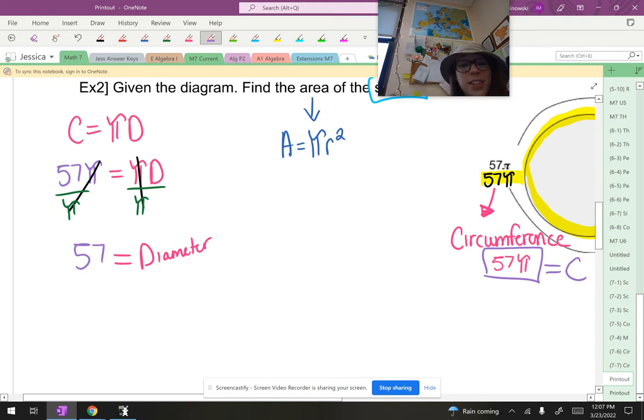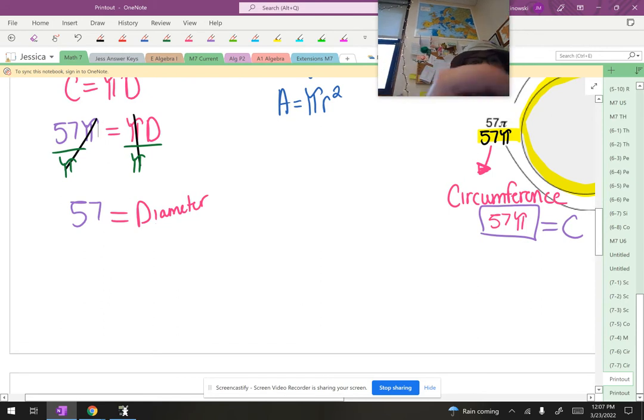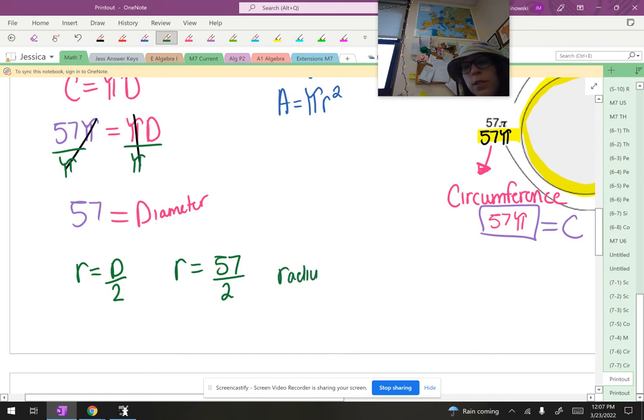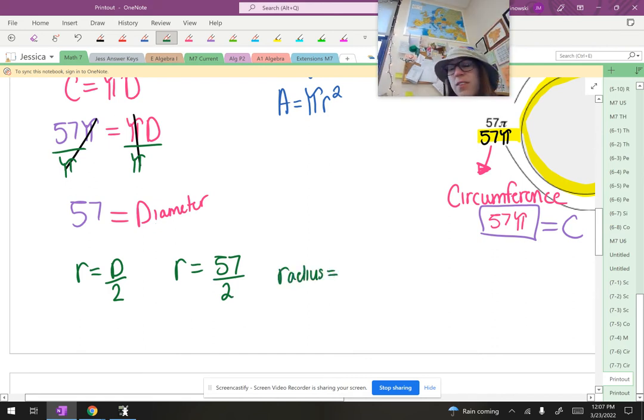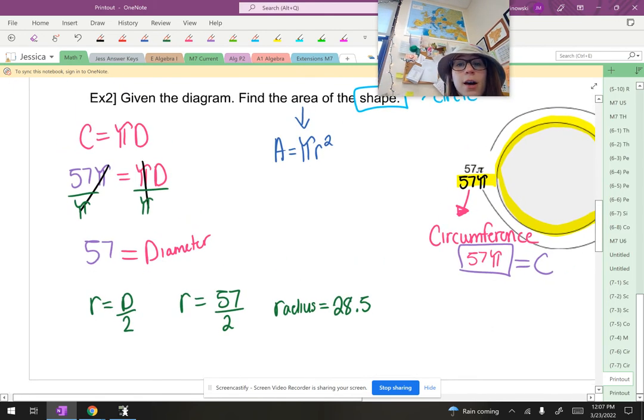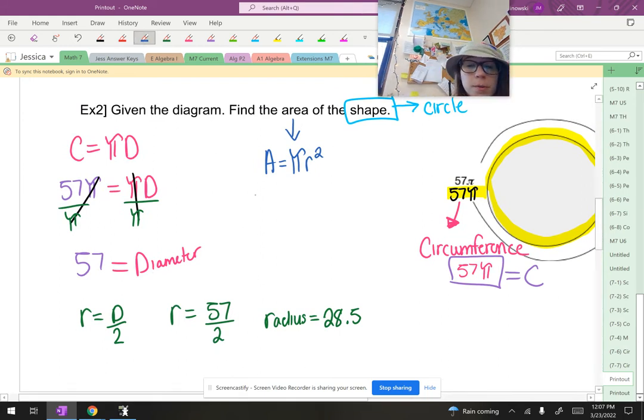But if I'm trying to find the area, I don't need the diameter, I need that radius. But again, I know that the radius is equal to my diameter divided by 2. So my radius is equal to 57 divided by 2, which is going to be 28.5. Okay, now I can use my area formula.